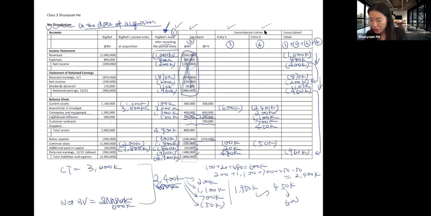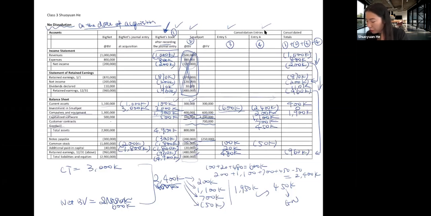So on your balance sheet, now we need to add up everything horizontally. Current asset, big net's current asset is 100,000. Small parts' current asset is 300,000. So the total current asset is 400,000. Investment account 3 million minus 600,000 minus 2.4 million, that goes to 0. Computer and equipment 1.3 million plus 400,000 plus 200,000, so that gives us 1.9 million.